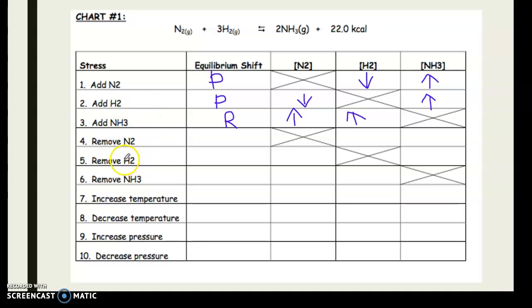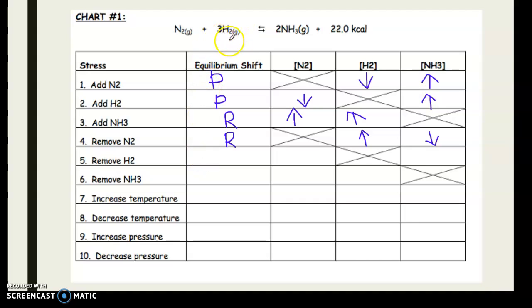So now let's deal with the decreases. Now I'm going to remove N2. Remember, anything that I remove, I must put back. So if I remove N2, I have to put it back. That means I have to stay on my reactant side. And because I'm staying on my reactant side, the concentration of H2 will increase as default. And the concentration of NH3 will decrease because I took away some of the N2. So if I took some of the N2 away, even though I'm shifting to accommodate it, I still have less N2 to make NH3.